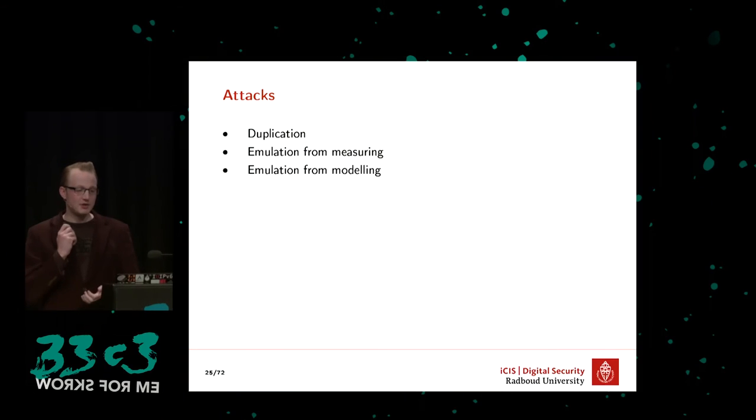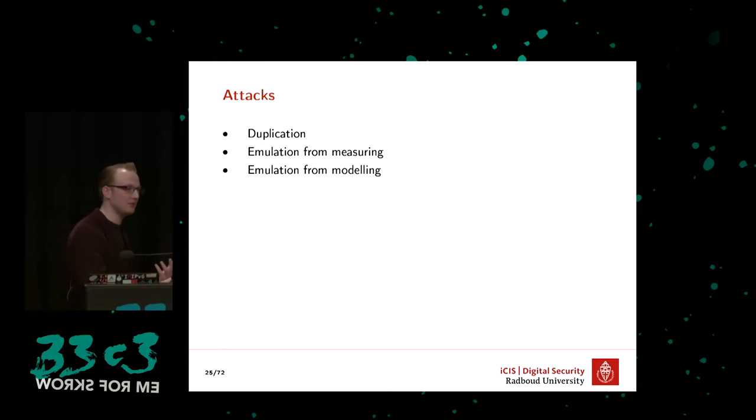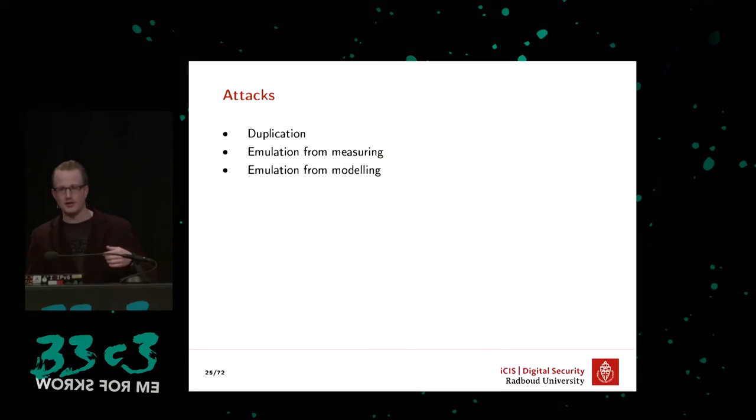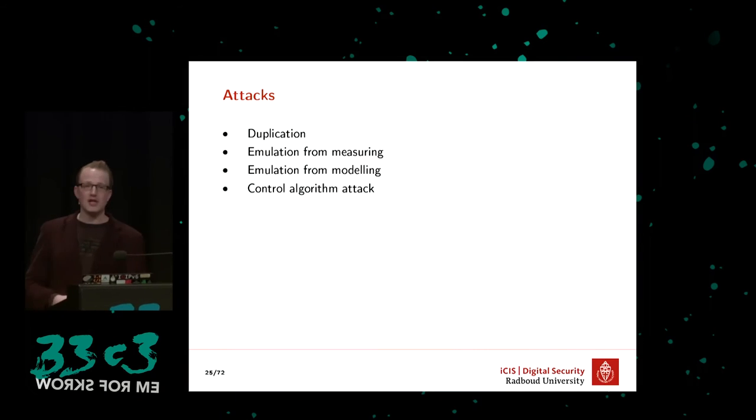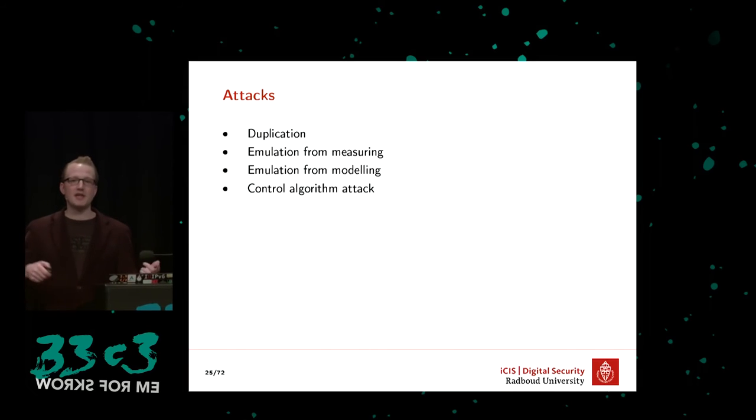Then there was emulation from modeling. So basically, if you get these challenge response pairs, if you get enough of them, you can apply some nice machine learning algorithms to that, and then you get prediction of responses. And finally, you have the control algorithm attack, which is attacking the PUF's control algorithm without ever getting into the PUF. If you can do that, then your PUF is useless.